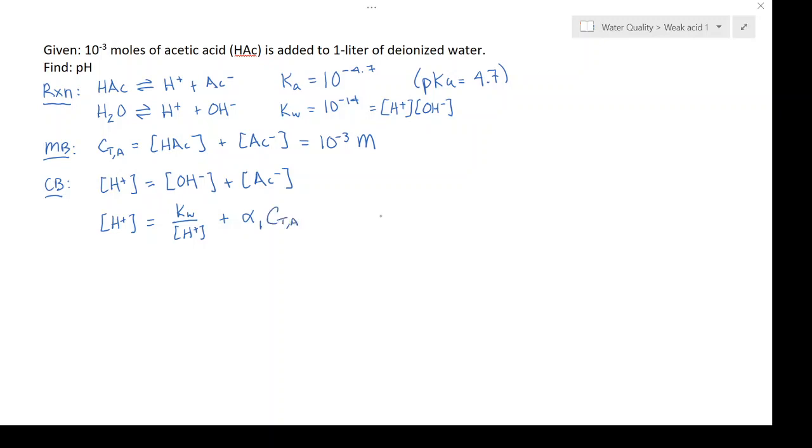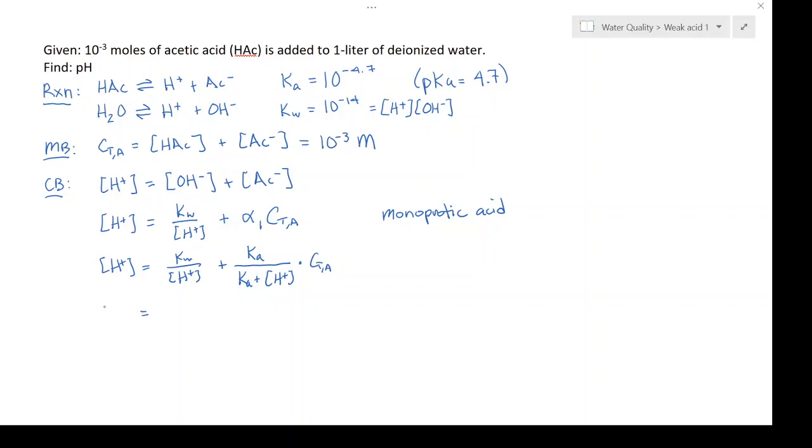We're going to use the monoprotic alpha, and I'll write that out in the next step. So I have hydrogen ion, Kw over H plus, and now my alpha 1 is Ka over Ka plus hydrogen ion. And don't forget the C_TA value.